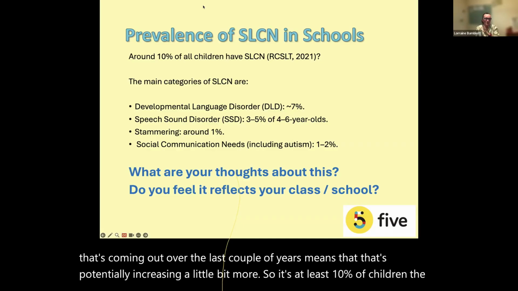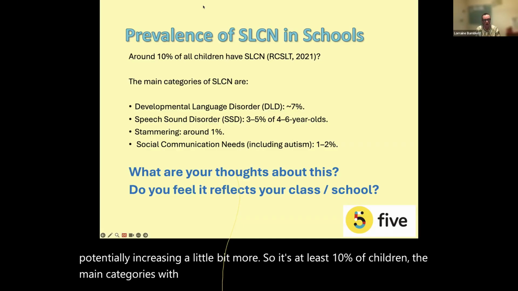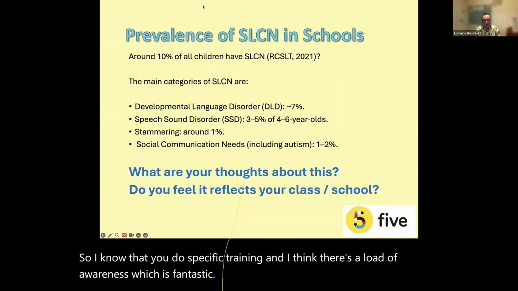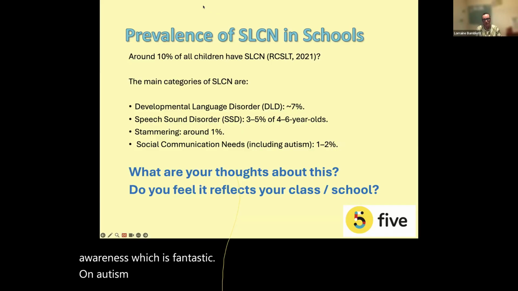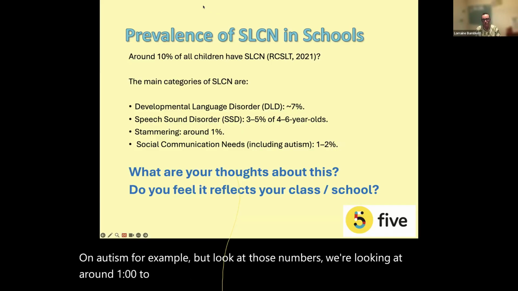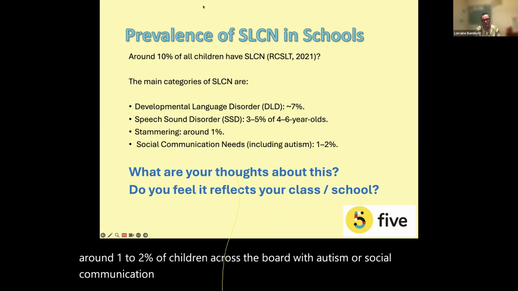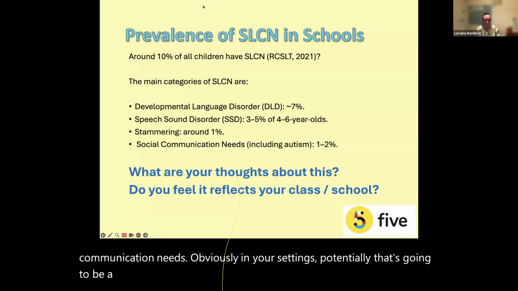The main categories with those percentages are in these areas. I know that you do specific training, and I think there's a load of awareness, which is fantastic, on autism, for example. But look at those numbers. We're looking at around 1 to 2% of children across the board with autism or social communication needs. Obviously, in your settings, potentially that's going to be a much bigger prevalence.